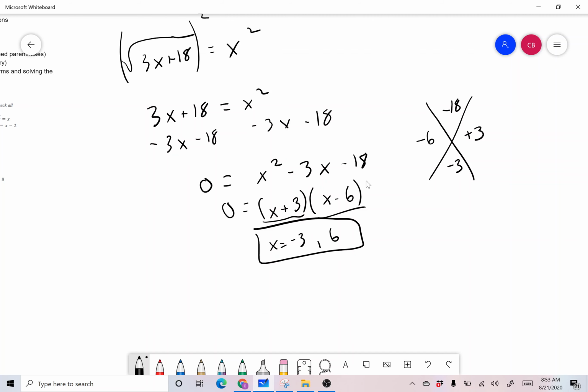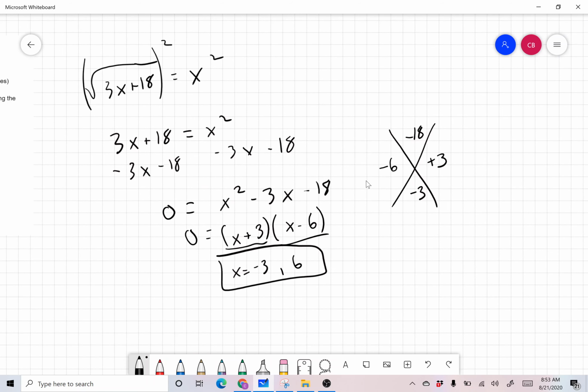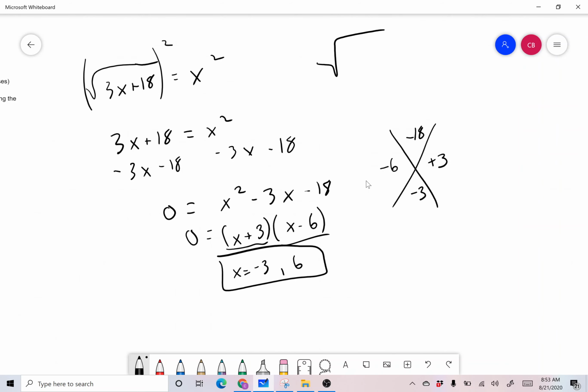Now, the last step said to check for extraneous solutions. So if we do the square root of 3x plus 18, well, there's one problem here. Square roots can never equal something negative. If you take the square root of a number, the lowest value you can get is the square root of 0, which is 0. And therefore, if I plug negative 3 into this x, that's bad. Negative 3 is extraneous. 6 must be the only one that works.